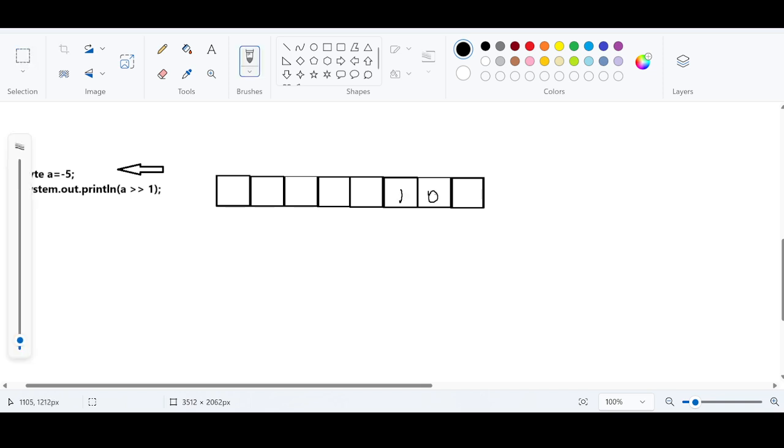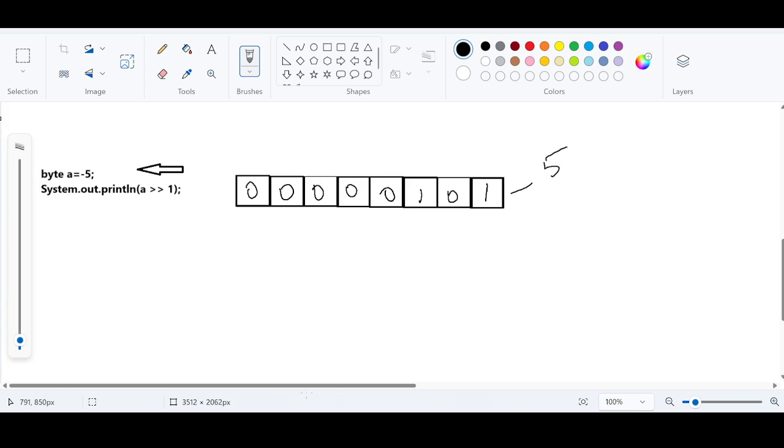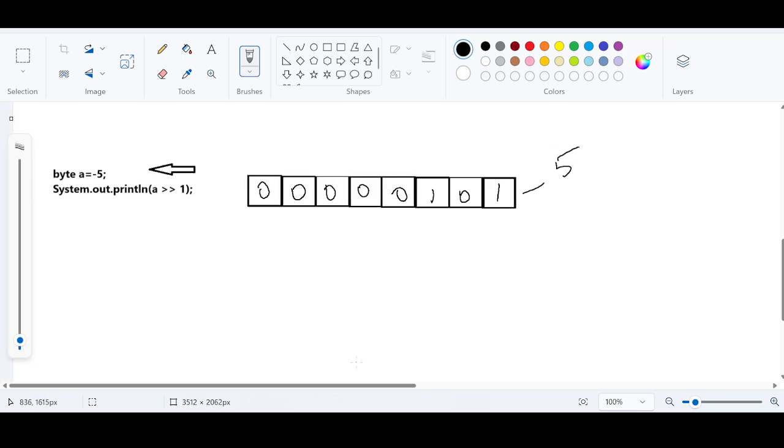101 0 0 0 0 0. So this is the +5. For the +5, this is the equivalent binary number. In order to find the negative numbers, we have to do the 2's complement. Do you remember? You cannot directly do the 2's complement. First of all, you need to do the 1's complement. What is the 1's complement? You just flip the numbers.